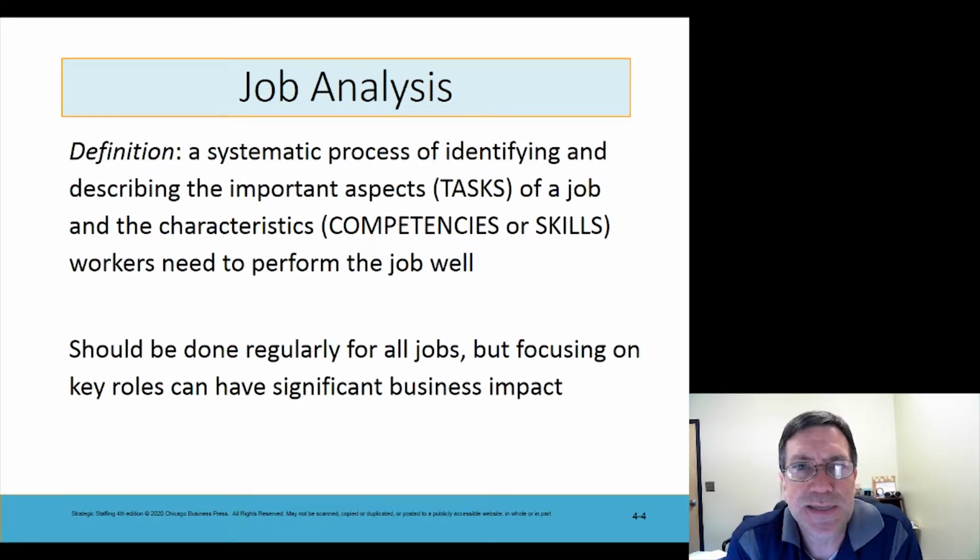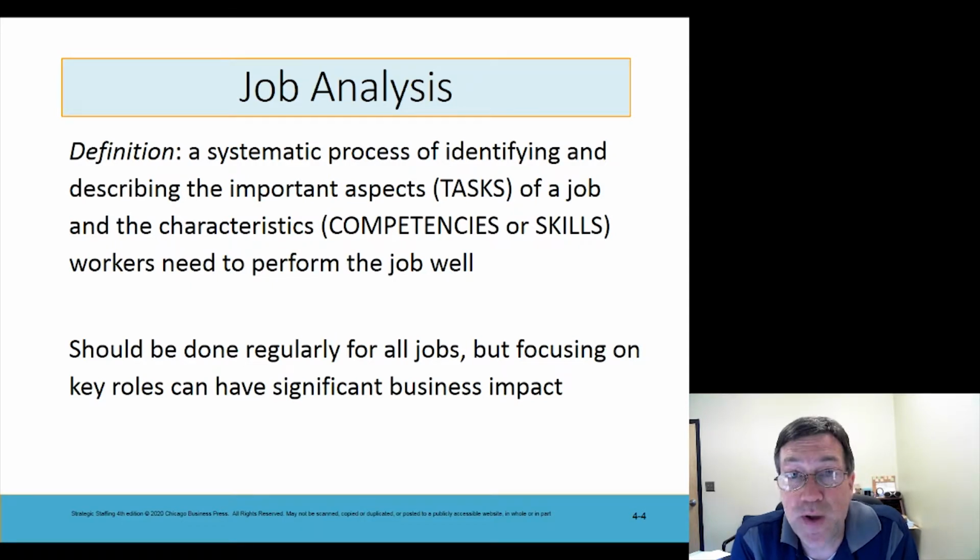Again, a job analysis is the systematic process of identifying and describing the tasks of a job and what the characteristics are that you need to do those tasks well. You can't really figure out what person we need unless you figure out what it is that person's going to be doing. So we look at the tasks and then we figure out what you need to bring to the table to do those tasks.